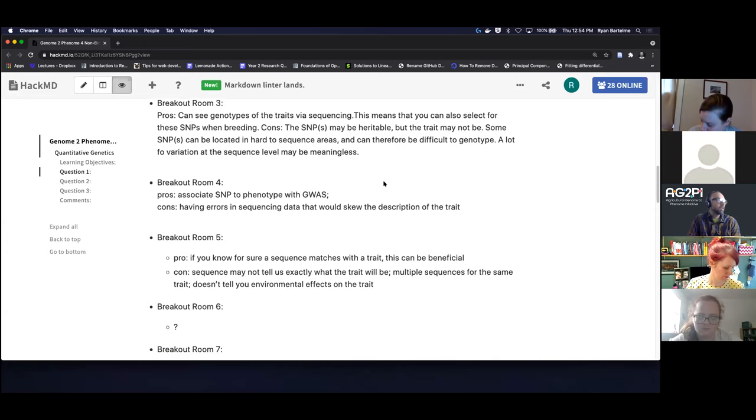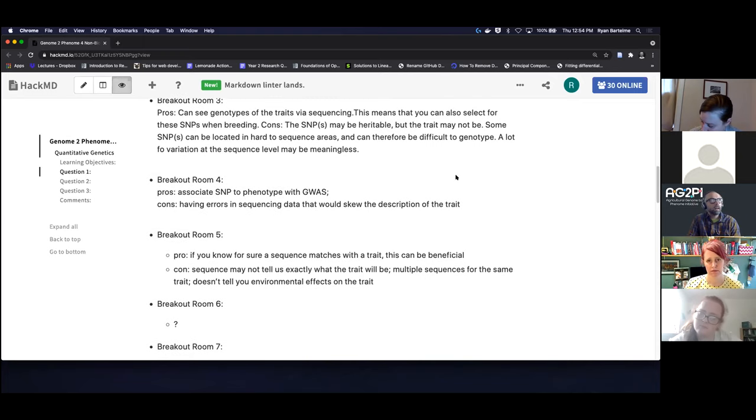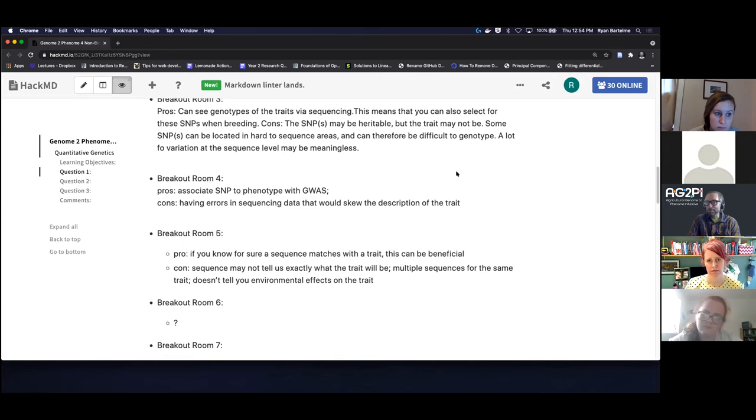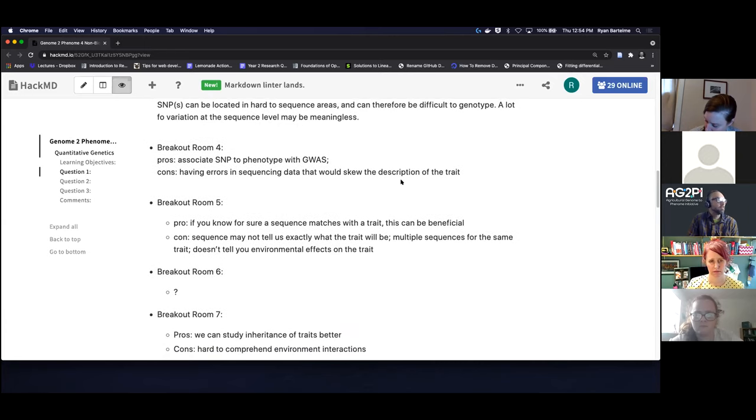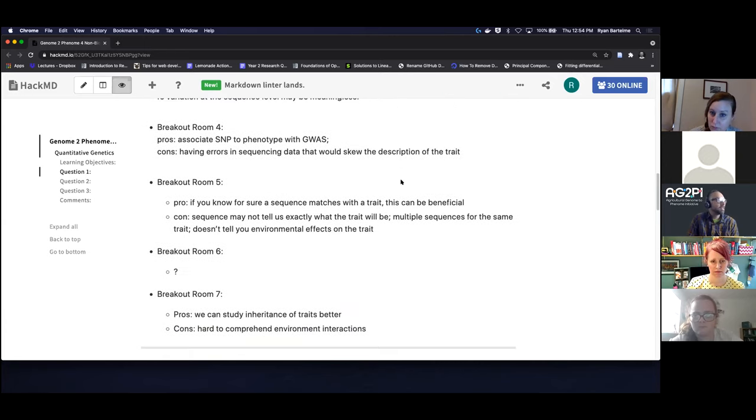A lot of variation at sequence level may be meaningless. Okay, I personally disagree with that statement, but I can see where somebody can make an argument for that. Meaning is a relativistic term.